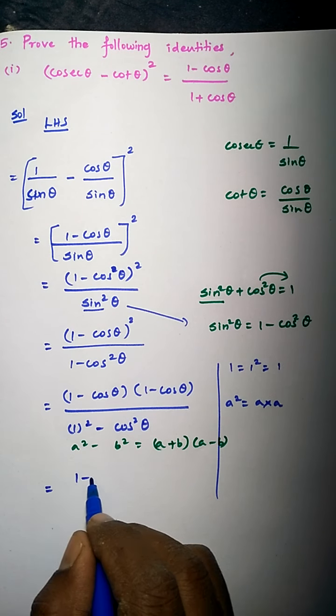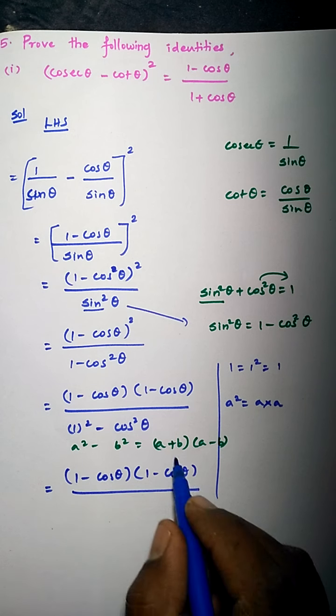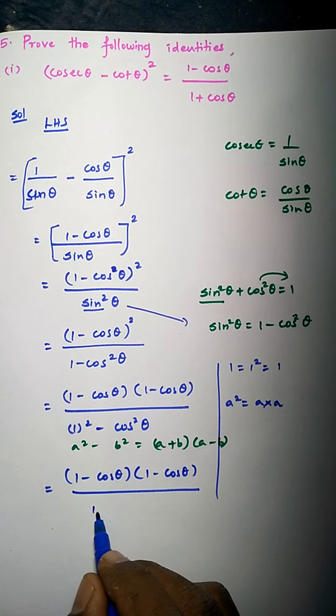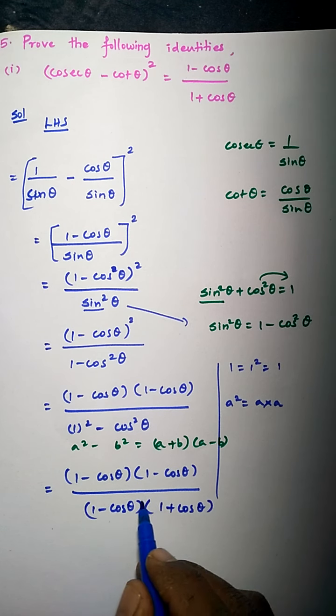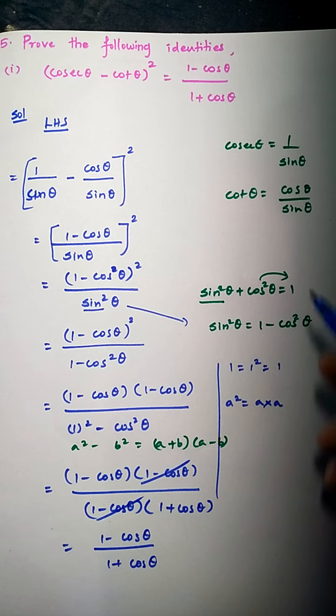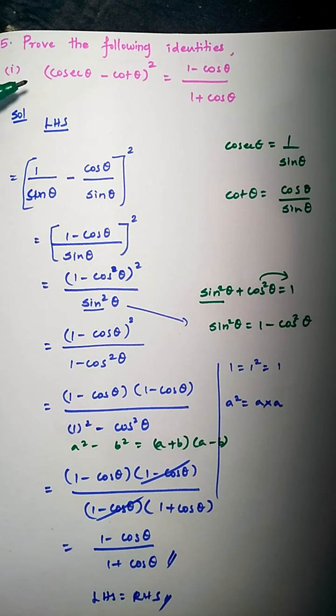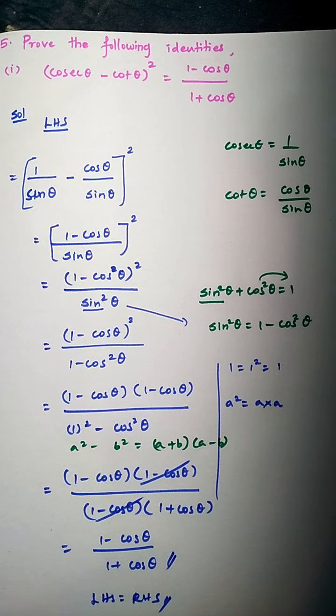Now in the numerator we have (1 minus cos theta) into (1 minus cos theta), and after using this formula the denominator becomes (1 minus cos theta) into (1 plus cos theta). Now 1 minus cos theta we can cancel, and the remaining is (1 minus cos theta) by (1 plus cos theta). This is what we had to prove. Hence LHS equals RHS. Hope that you understand this. We have taken the LHS side and proved the RHS. If any doubt, please put it in the comment section. The formulas are very important; only if you know the formulas will you understand these questions.